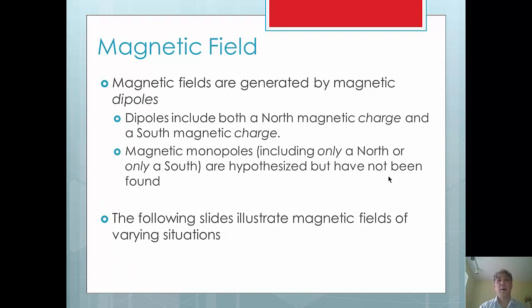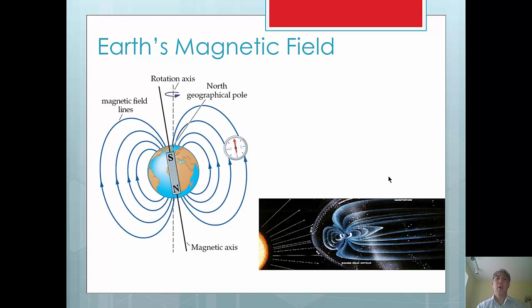Magnets come in magnetic dipoles, so we cannot have just a north or just a south. In fact, that's the primary difference between magnets and electric charges. With electric charges we can have just a positive or a negative. With magnets we have to have a north and a south together.